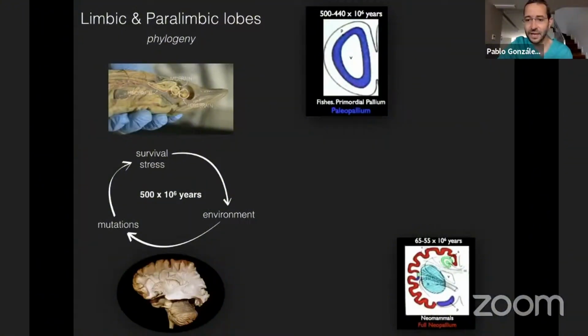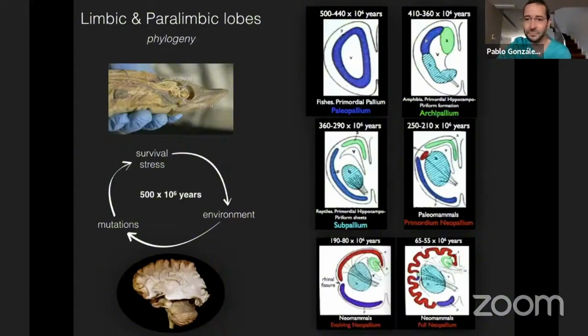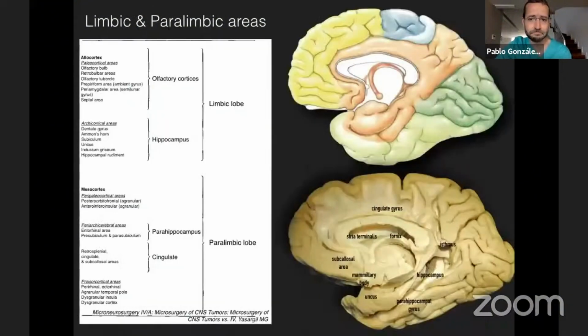This has been happening during 500 million years. And the stress for the survival, the environment, and the mutations have been changing our central nervous system. So the limbic and paralimbic areas have been pushed by the tremendous telencephalic development to this edge of the interhemispheric fissure and the mediobasal aspect of our brain.